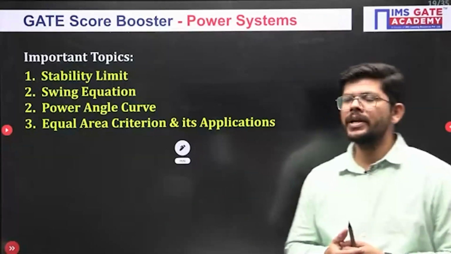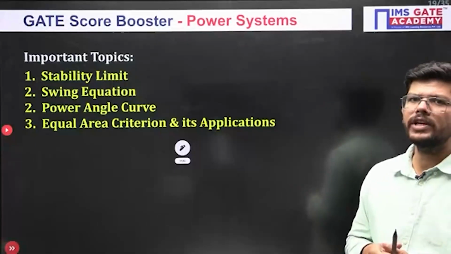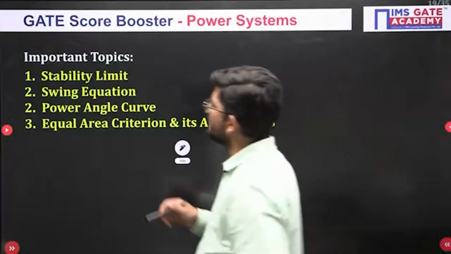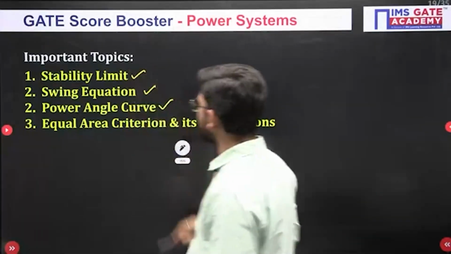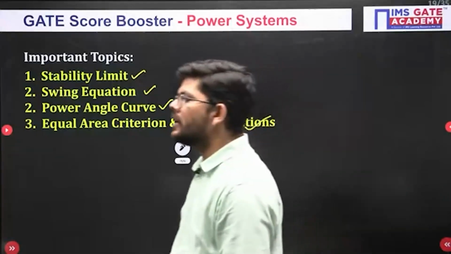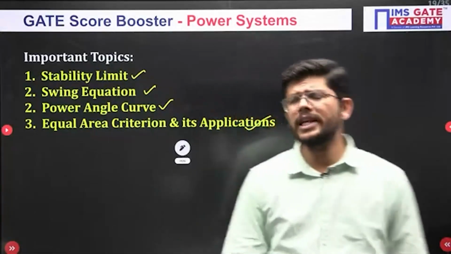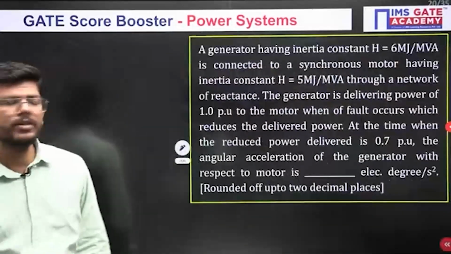Now moving towards a very important chapter which students find a little tougher: stability, power system stability. Important topics are stability limit, swing equation, power angle curve, and equal area criteria and its application, specifically the critical clearing angle and critical clearing time. So let's move towards the first question. This is what we have as a first question from this chapter.